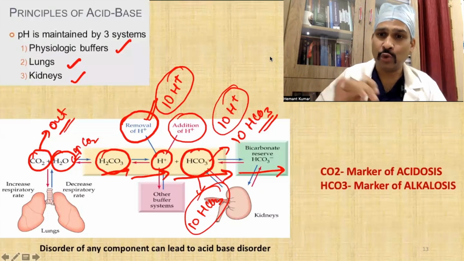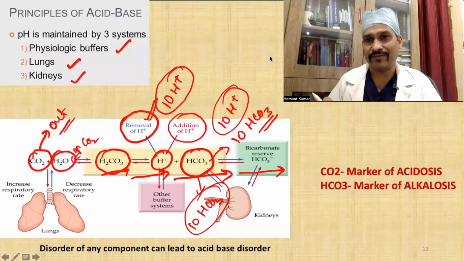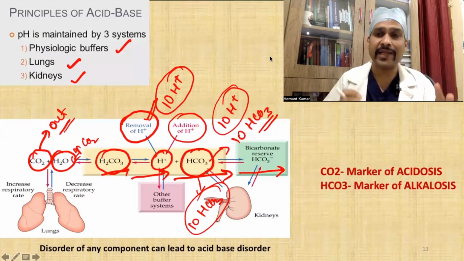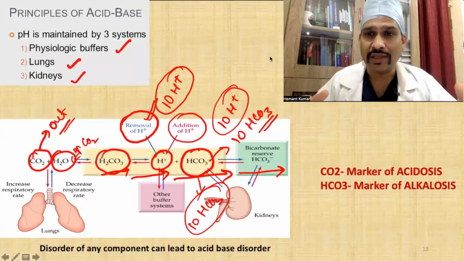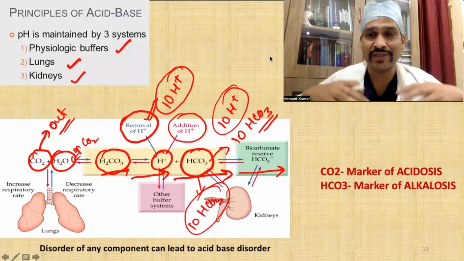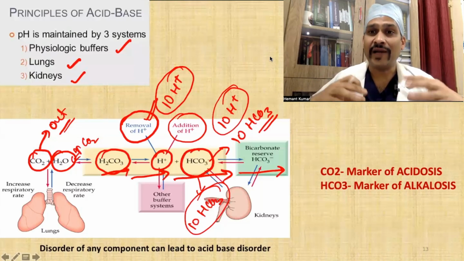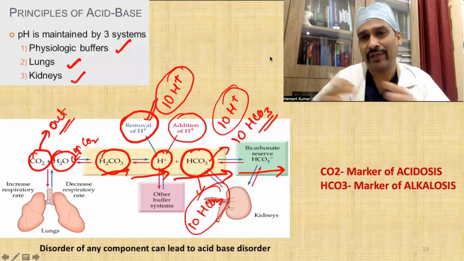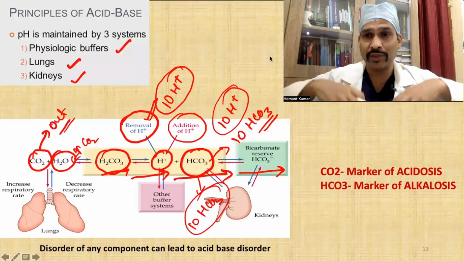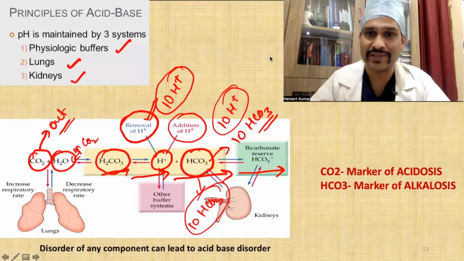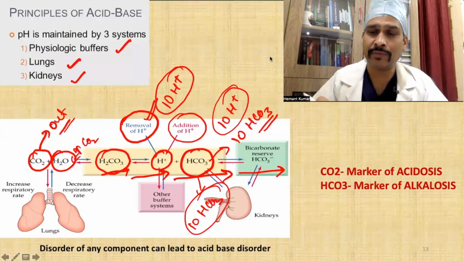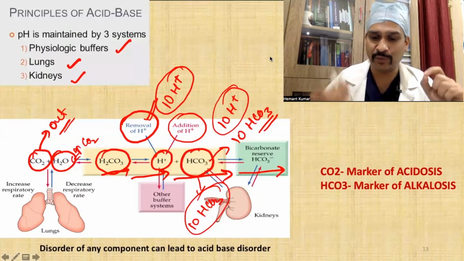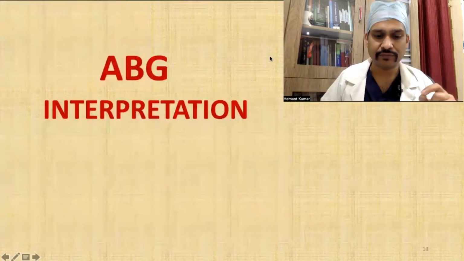So CO2 is a marker of acidosis. CO2 is like a carbonic acid. So whenever there is high CO2, it means there is acidosis inside the body. While bicarbonate is a marker of alkalosis. If there is more bicarbonate, it means alkalosis. So high CO2 means acidosis, high bicarbonate means alkalosis. We have to remember these two points.